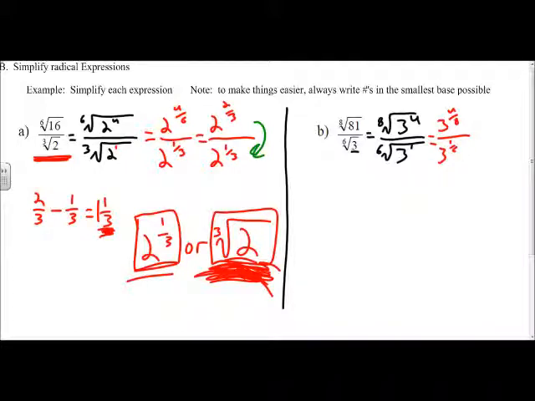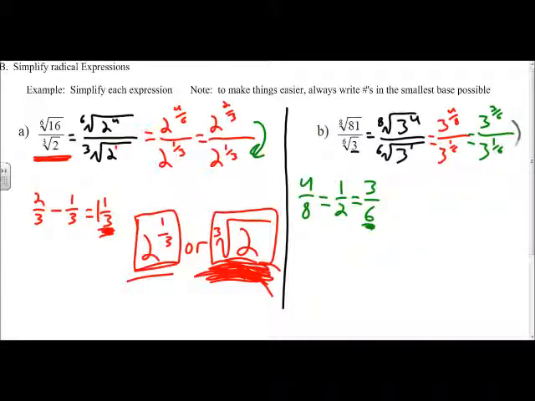3 to the 4 over 8 is the same as saying, 4 over 8 is the same as saying 1/2, which is also the same as saying 3 over 6. And we would like it to be in that sixth form. So I'm going to rewrite this one as 3 to the 3/6 over 3 to the 1/6.